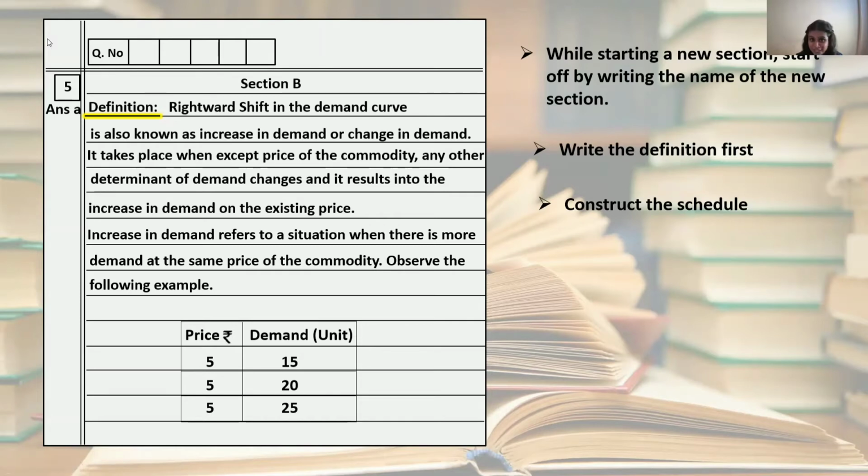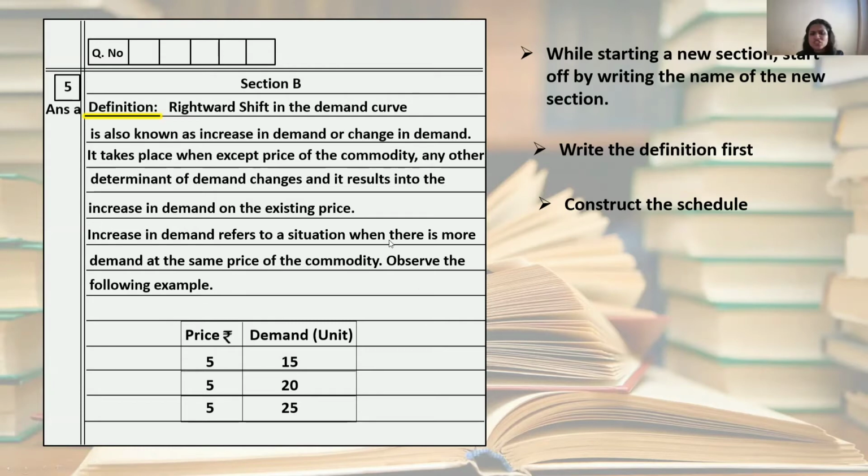So your explanation and your schedule has to match. It has been noticed that students tend to make mistakes in this. They write the definition properly, but they mess up the schedule. They make mistakes in the schedule because they're habituated to "price increase hota hai, demand kam hota hai," right? So they draw the normal demand scenario, demand and price relations. They show that schedule. No, you have to make sure that your definition, your explanation matches with your schedule.